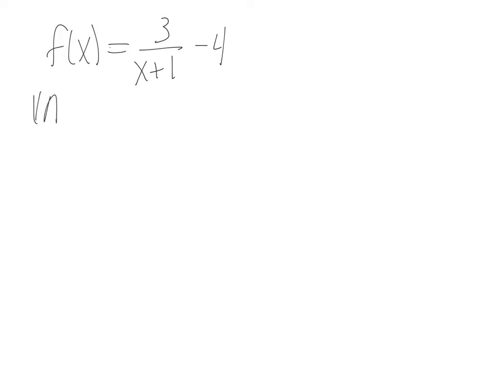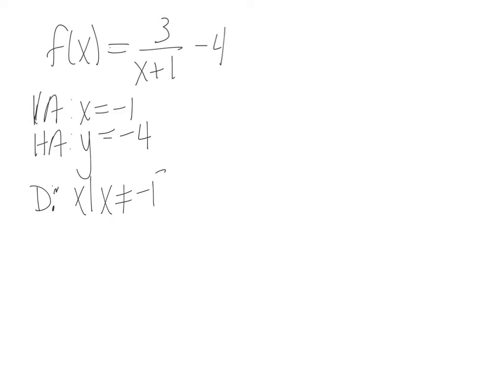So our first example, let f of x equal 3 over x plus 1, minus 4. So our vertical asymptote is x equals -1, and our horizontal asymptote is y equals -4. So our domain, the asymptote, means that these are the values that x cannot be. It is x such that x does not equal -1, and our range is y such that y does not equal -4.